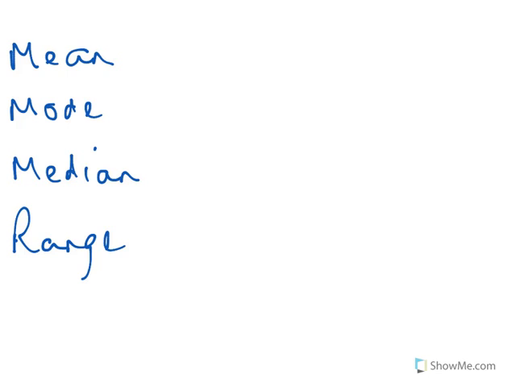The mean. This is where you have to add up all the numbers and divide by how many numbers there are. It's probably the hardest one to work out, so I'm going to call it the nasty one. Mean and nasty. It's where you have to add all the numbers up and then divide by how many there are.